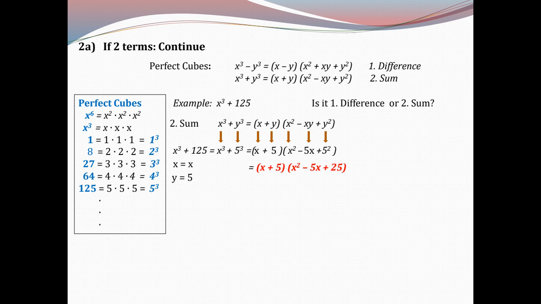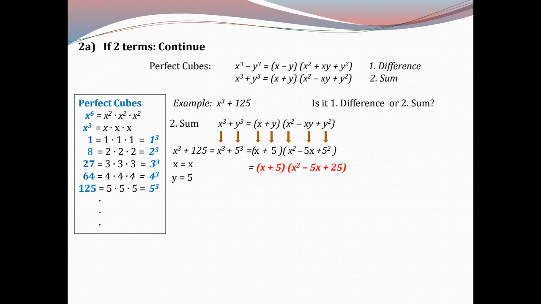So what I see here, 125 can be written as a cube as 5 cubed, right? So that's what my y cubed will represent. The x cubed was already in its cube form, but the 125 was converted into 5 cubed. Now I just apply it into my formula or my pattern. The x is x, the y is 5. So there we have the x plus 5.